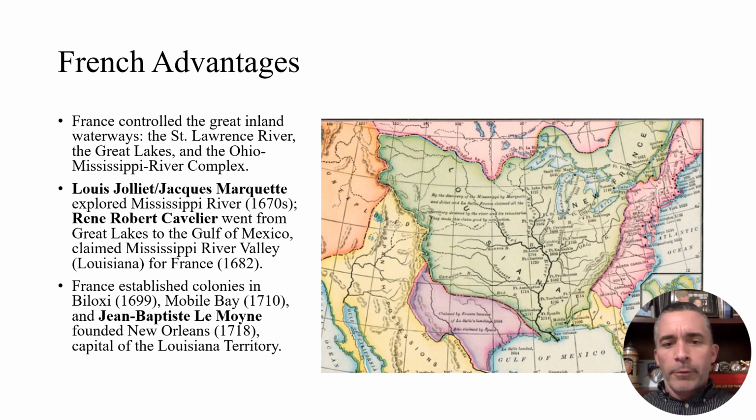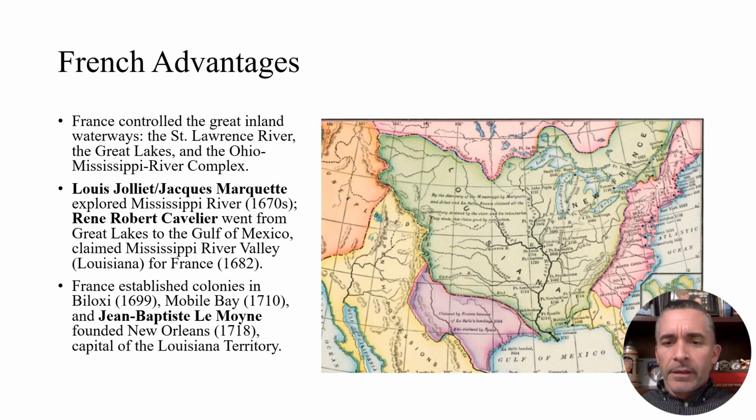They were followed by Rene Robert Cavelier, and he went from the Great Lakes to the Gulf of Mexico, and he claimed the entire Mississippi River Valley, which was known as the Louisiana Territory. It's the green on the map, and it goes from the Appalachians in the east all the way to the Rocky Mountains in the west, north all the way into Canada, north of the St. Lawrence River, and south down to the Gulf of Mexico.